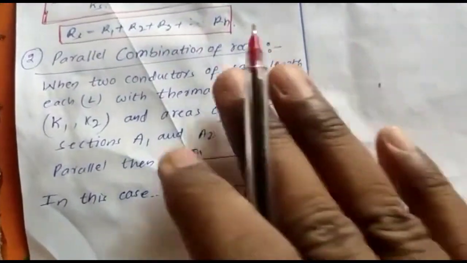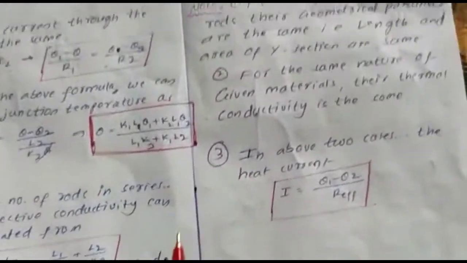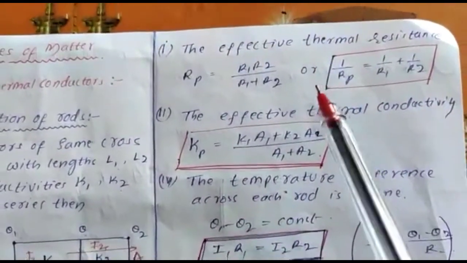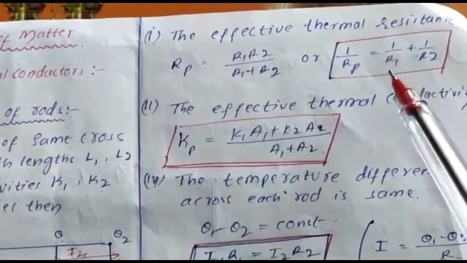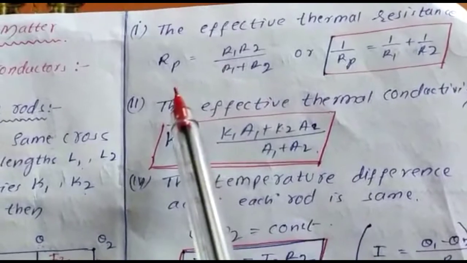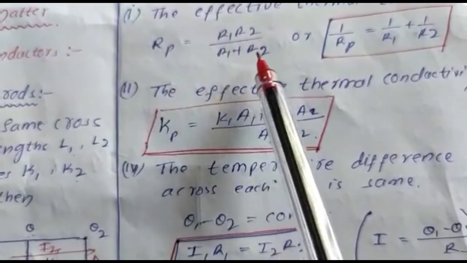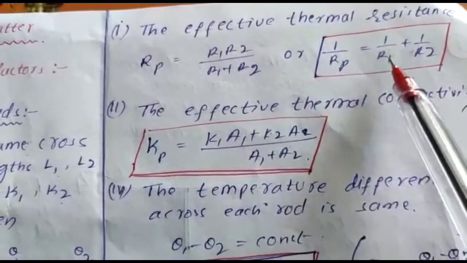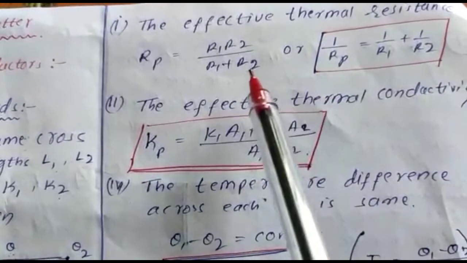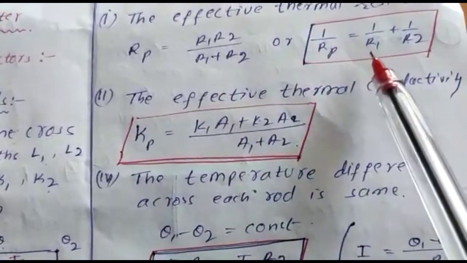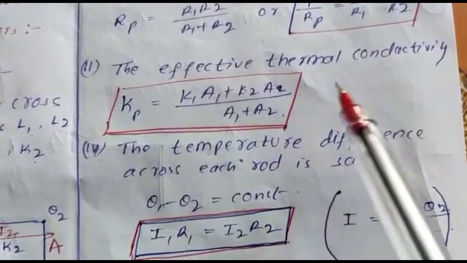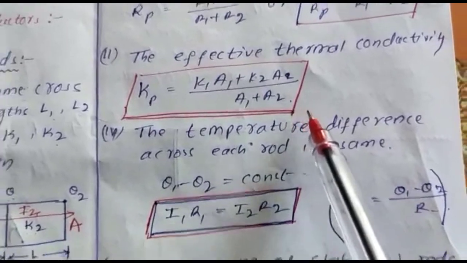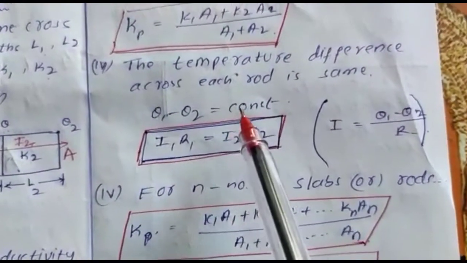And in this parallel combination, let us discuss the various formulas. The effective thermal resistance for the 2 rods is Rp equal to R1 R2 by R1 plus R2. If you simplify, you get 1 by Rp is equal to 1 by R1 plus 1 by R2. And the effective thermal conductivity in this case is Kp equal to (K1 A1 plus K2 A2) by (A1 plus A2). And the temperature difference across each rod is the same.